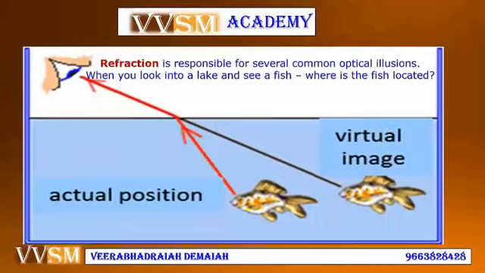Refraction is responsible for several common optical illusions. When you look into a lake and see a fish, where is the fish located? That is the illusion. Special effects are optical effects, optical illusions. If you observe the fish in the water, this is the actual position, but what you see is the virtual image. So this is how the illusion or the optical effect is an important phenomenon. This type of illusion of light is caused by refraction.